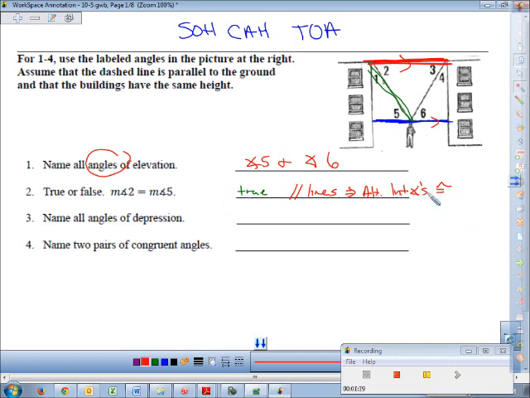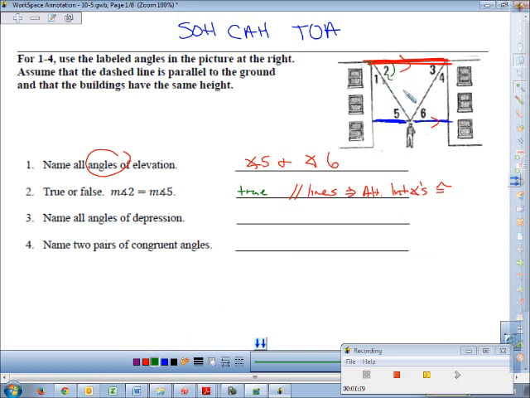Name all the angles of depression. An angle of depression must go down from a horizontal. There doesn't have to be a person in the picture, and they don't have to be looking down. It's based off any horizontal you got. Are there any angles going down from that horizontal? What do you think in this picture? 2, right? Because don't you go down from that red horizontal?